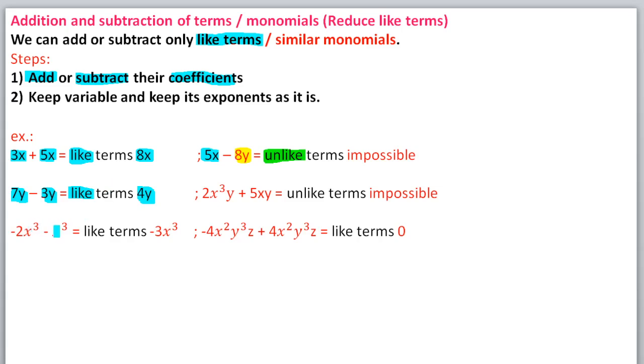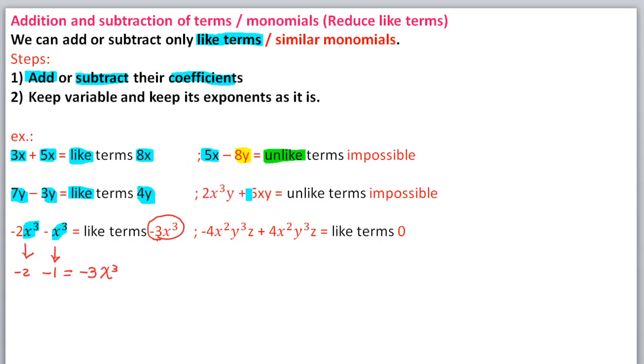Minus 2x cubed minus x cubed. X cubed and x cubed. So we have like terms, so we add the coefficients. What are the coefficients here? In here we have a coefficient minus 2, and in here we have a coefficient minus 1. So minus 2 minus 1, minus 3. Okay, and we write x cubed, and here it is. Okay, yeah. Go to the next one.